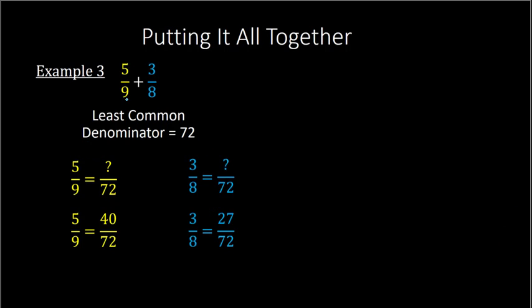So what we do is we replace the 5/9 and 3/8 with 40 over 72 and 27 over 72. And now we can add because they have the same denominator. So we add the numerators, 40 plus 27, which gives us 67 on the top, and the denominator would be 72. All right, so 67 over 72 would be our solution. Now always check to see if we can simplify or not. And in this particular case, we cannot reduce this fraction, so this would be our final answer.